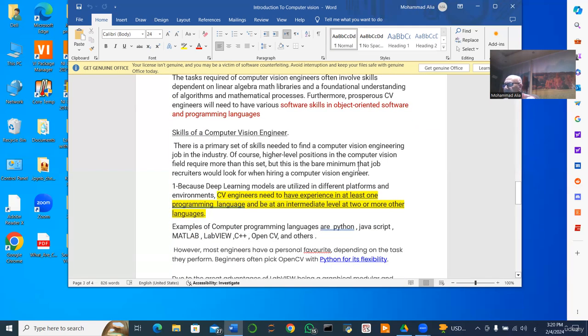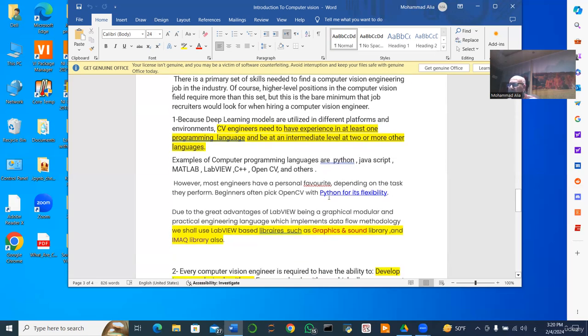Of course, in order for this engineer to find an appropriate job, he must have some experience in machine learning algorithms, and in addition to that, of course, as I mentioned, languages.